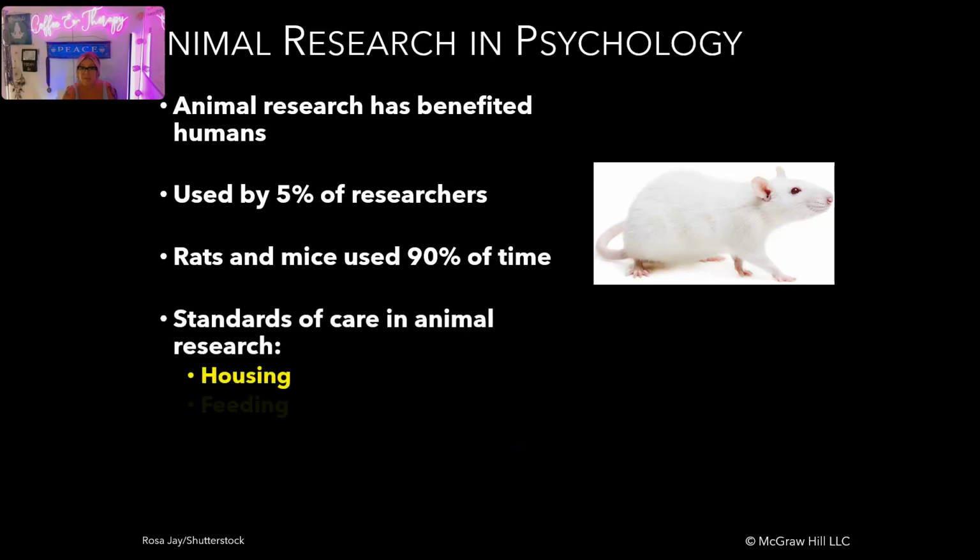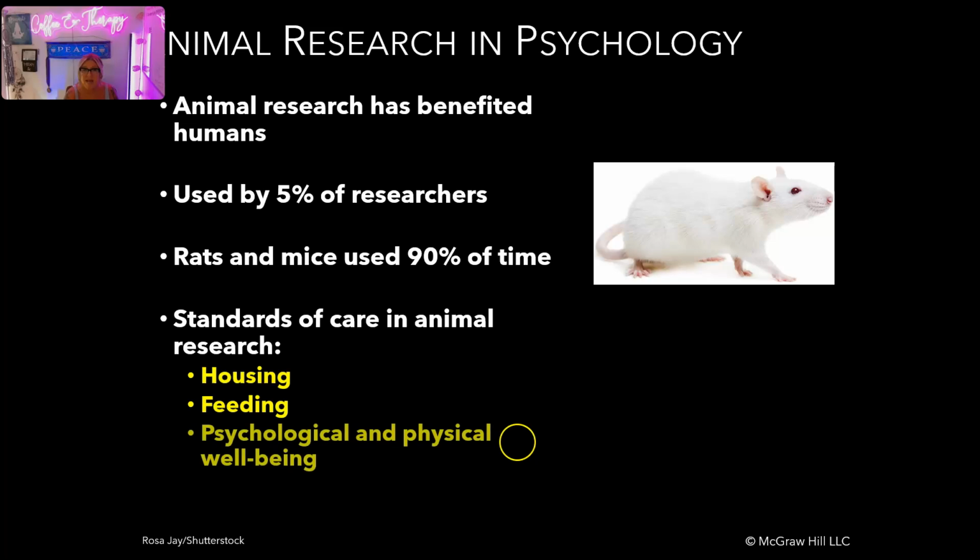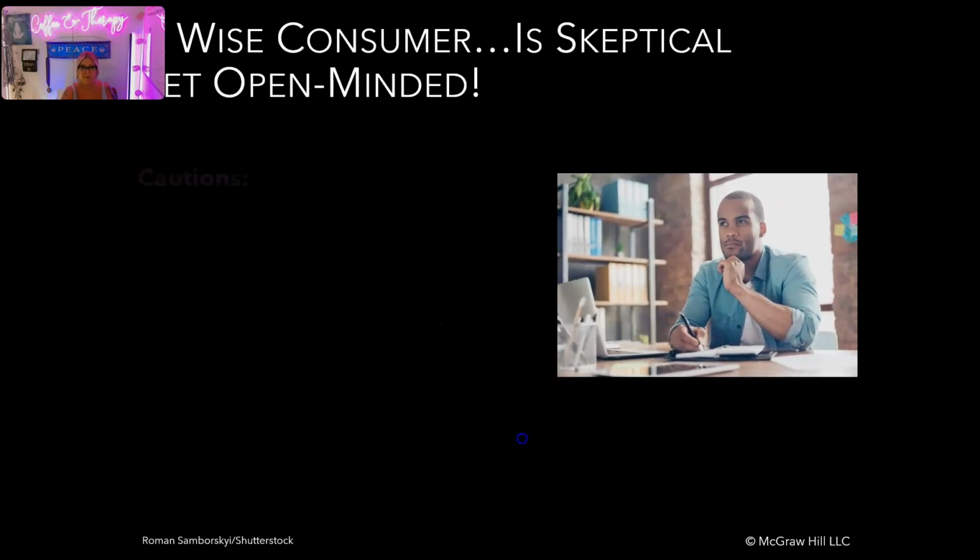Standards of care in animal research, the good thing to know is that they have to have housing, feeding, and psychological and physical well-being guaranteed. So these are good things to know when you do know that there's animal research going on.